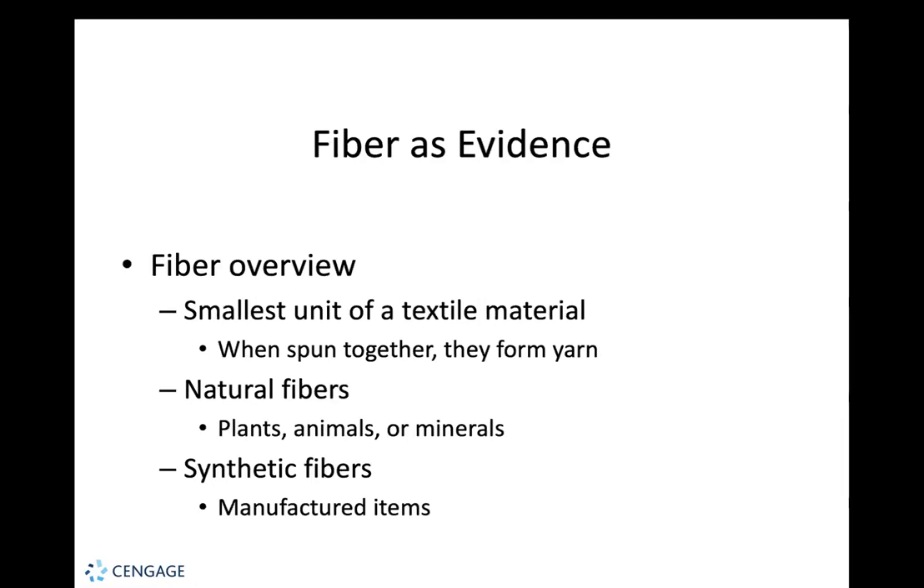Now, when we look at fibers overall, fibers are going to be the smallest unit of a textile material, and when spun together, they form yarn. We have natural fibers and synthetic fibers. Natural fibers would include things like plants, which would be cotton, animals, which could be wool, or minerals. Synthetic fibers are manufactured items, and this would be like nylon or spandex or things like that. Elastic.